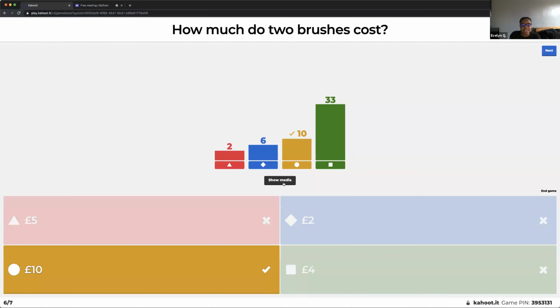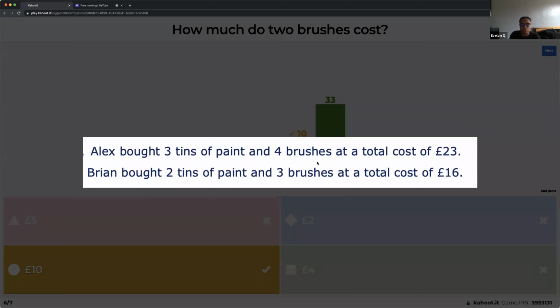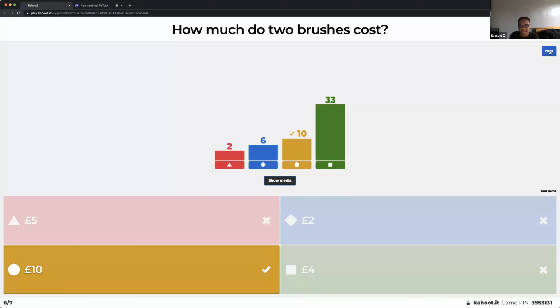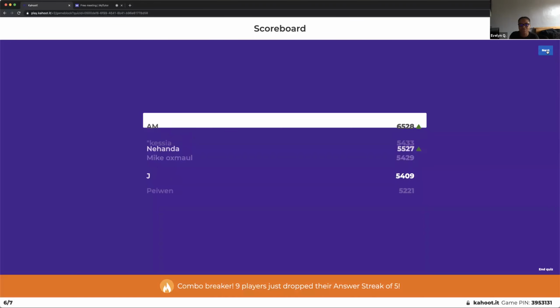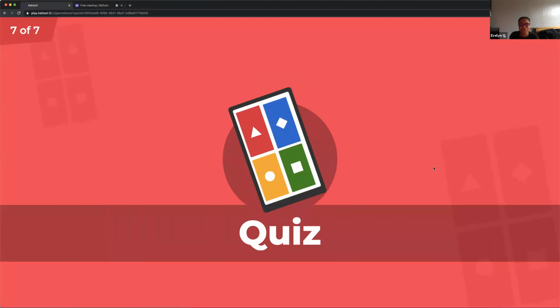Right. Let's have a look. So form the equations, you get 3x plus 4y equals 23 and 2x plus 3y equals 16. You make either the x's or the y's the same, and then you go ahead and solve. And you should get 1 brush costs £5, because remember it's the brushes and not the tins that I wanted. So the brushes should cost £5, and then I want 2 of them, so it would be 10. Brilliant. So well done for the top 5, and we're on to the last question.